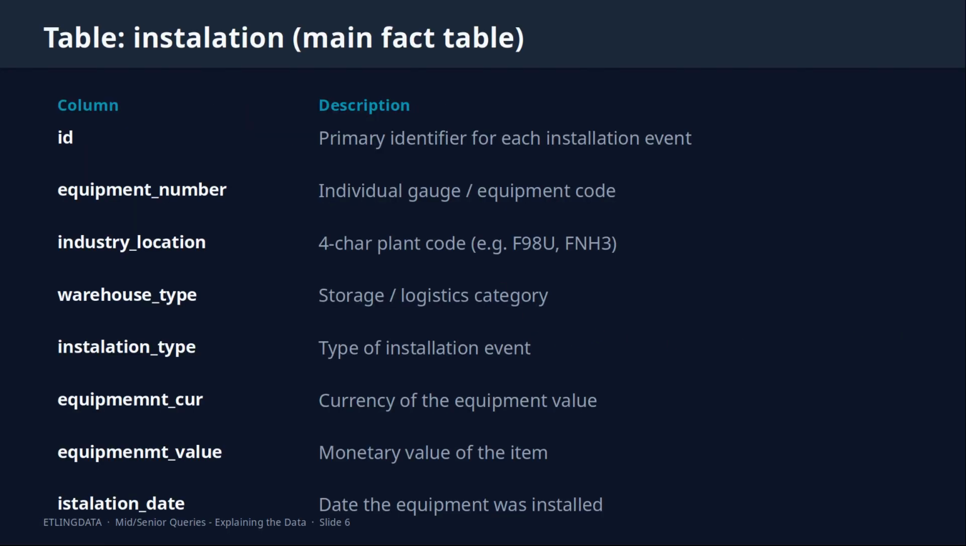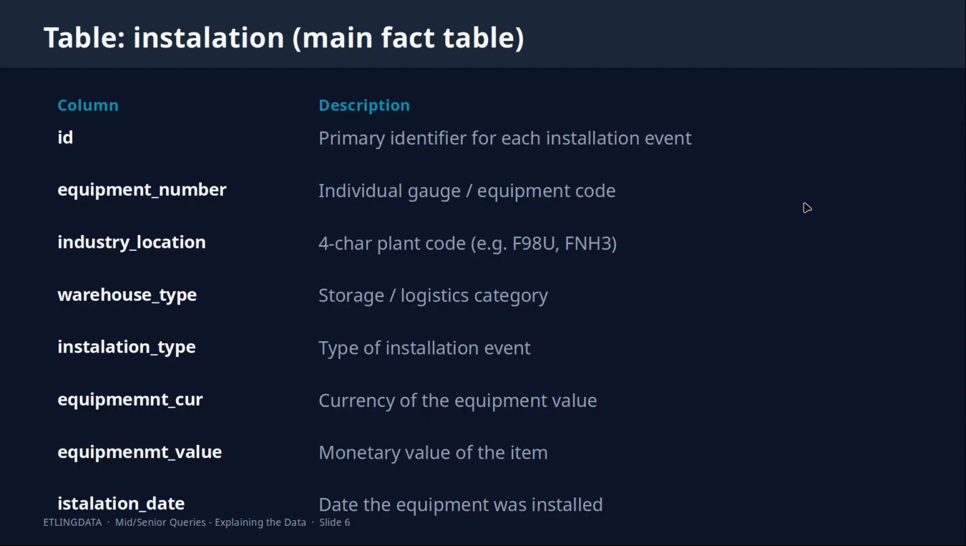The main table is the table installation, and it has an ID, a unique installation event. Equipment number is an invisible code for the gauge or equipment. Industry location is a four-character plant code. Warehouse type is the warehouse logistics category where the equipment is stored. Installation type is the type of installation, and equipment currency and equipment value stand for the currency and value of the item. Equipment date and equipment time are when the installation happens, and that's it.